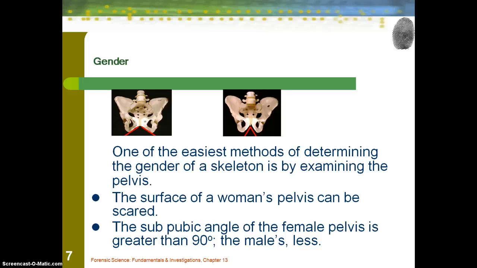So which of the pelvis above is the male and which is the female? Clearly, the pelvis on the left is the female, while the one on the right is the male pelvis, because of that subpubic angle that they're showing you in red there.